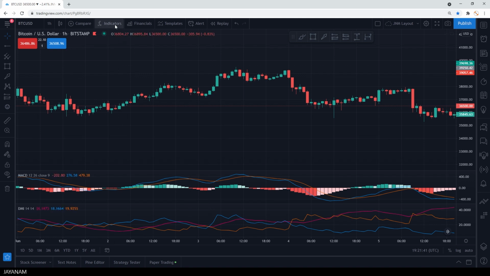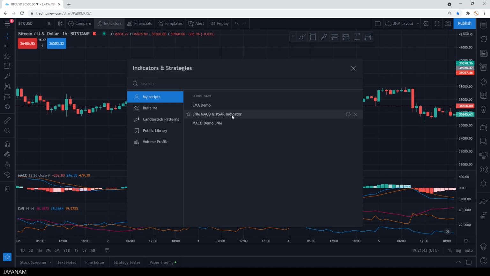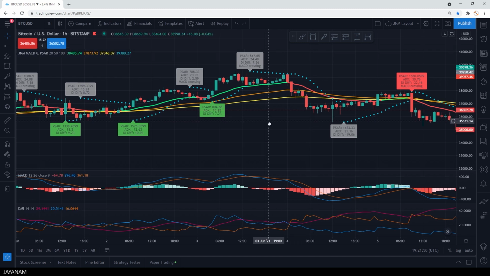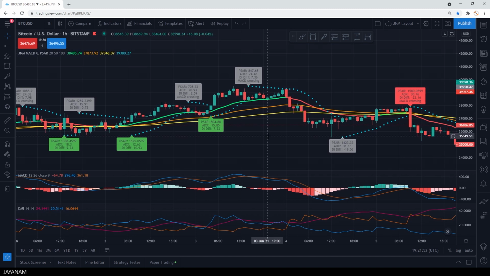Okay, so let's have a look at an indicator that I'm developing. It is called Jayanam MACD PSAR indicator. And when you select it, you see that the indicators like the EMAs, the PSAR and some labels are added to your chart. And again, this is a helper, but of course it doesn't guarantee success. Here are some signals when you could buy or sell, and it takes the indicators that we discussed into account.